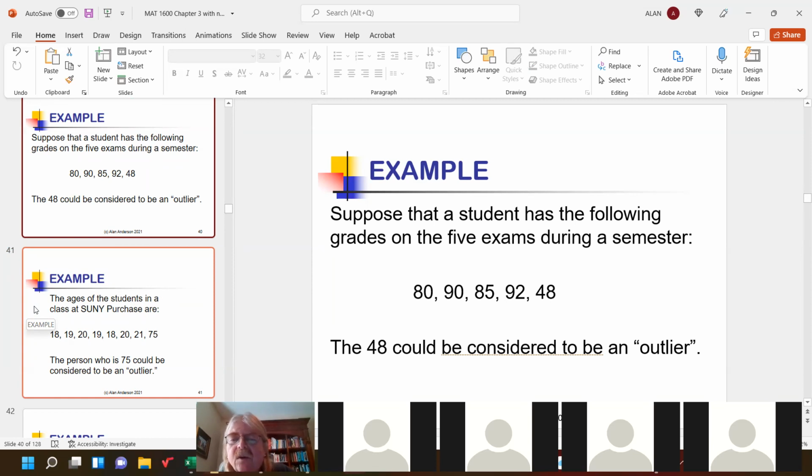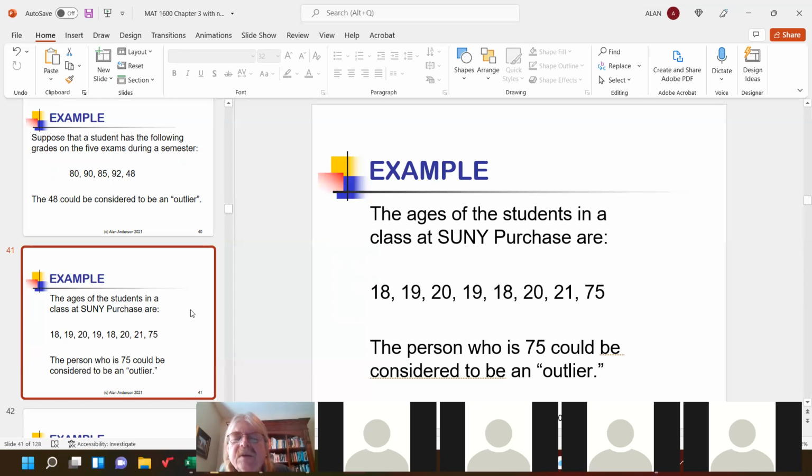But what that means, though, is that within a class at Purchase, where you typically get people who are normally between 18 and 21, all of a sudden you've got somebody in the room who's 75 because they're one of those retirees who are taking advantage of this program. And you can see this list here. Clearly, the age of that person is well above the rest of the class. And therefore, that age could be considered an outlier because this person is significantly older than the other students in the class. And so we call that an outlier.